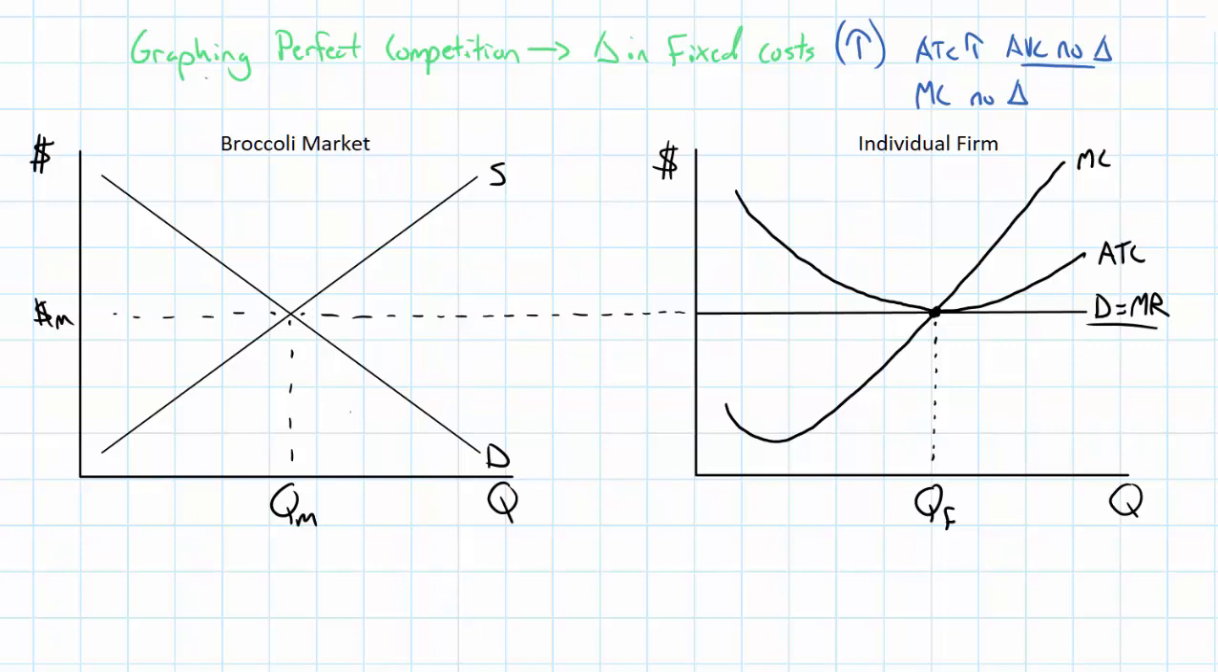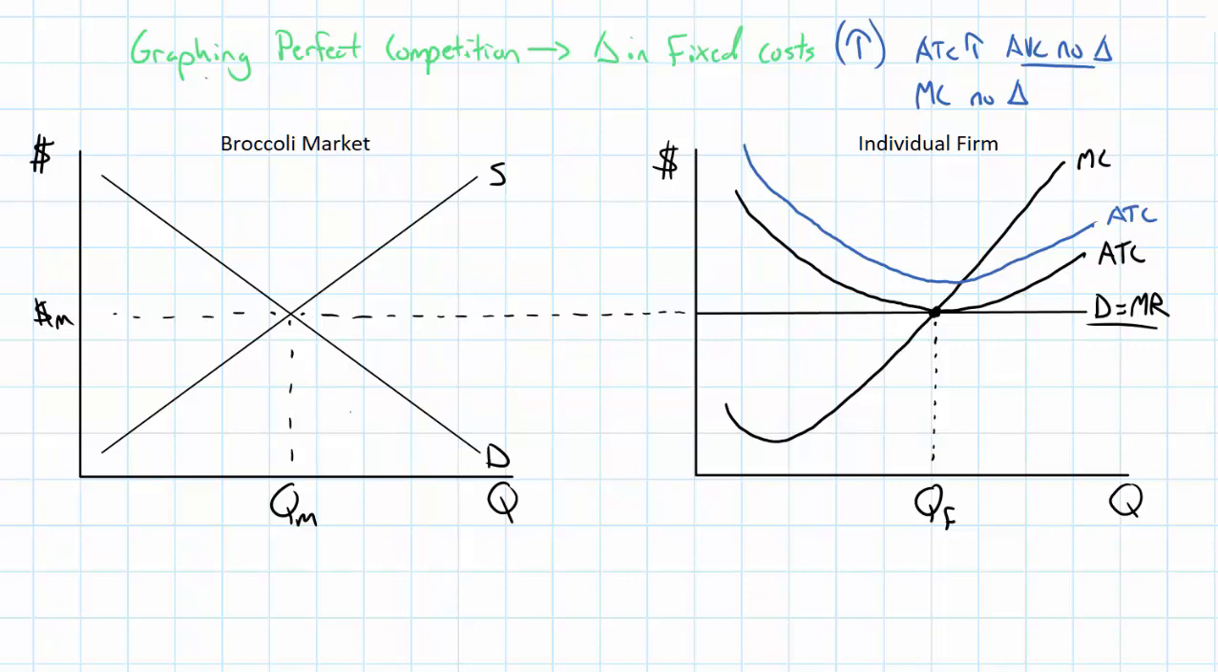So the only curve that's going to be shifting is going to be our average total cost curve. And I'm going to put that in here now. I'm just going to have it shift up above. That's all I'm going to do. Hits MC at its lowest point. So I have a new average total cost curve.